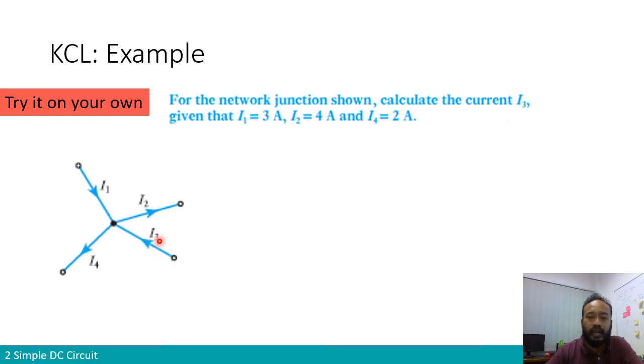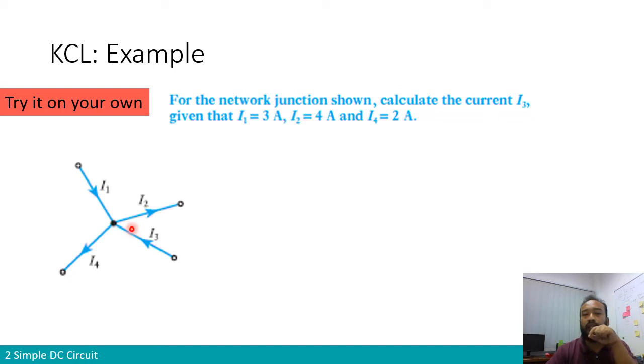The question asks us to find the value of I3, given the values of all the other currents. So KCL, Kirchhoff's Current Law, is applied on current, and it is applied when you can identify a junction or a node. If you want to apply KCL, there are two prerequisites.